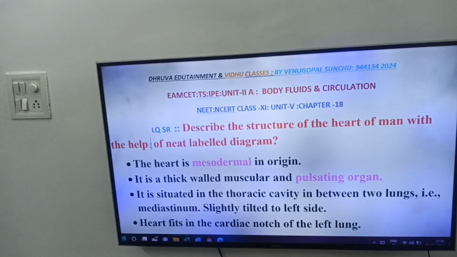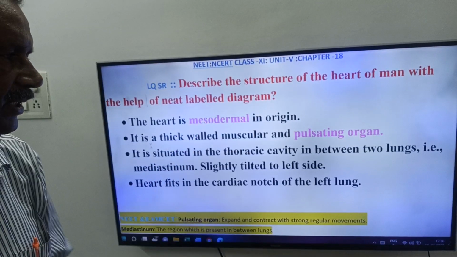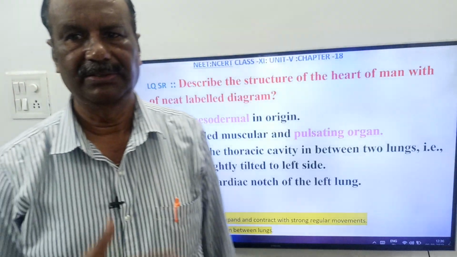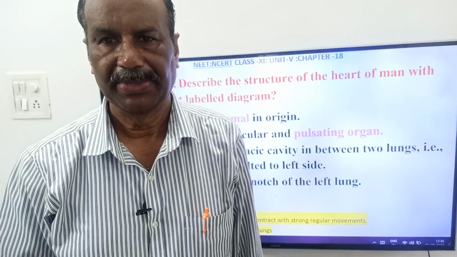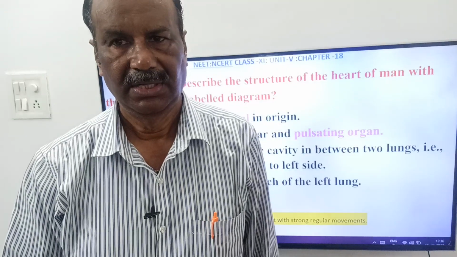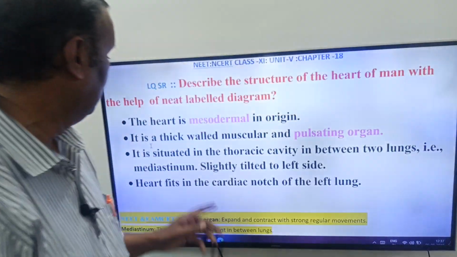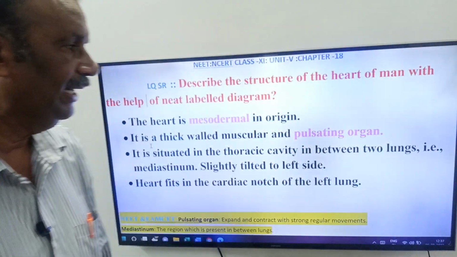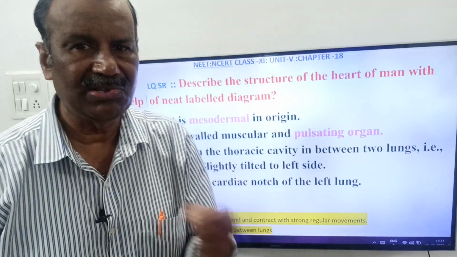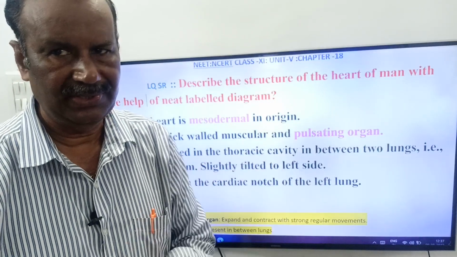See, where do we have our heart? The heart is situated in the thoracic cavity in between two lungs. This is our thoracic cavity, this is the abdominal cavity. You know friends, the cavity present between two lungs is called the mediastinum. Very important: what is mediastinum? Mediastinum is the place which is present in between two lungs.